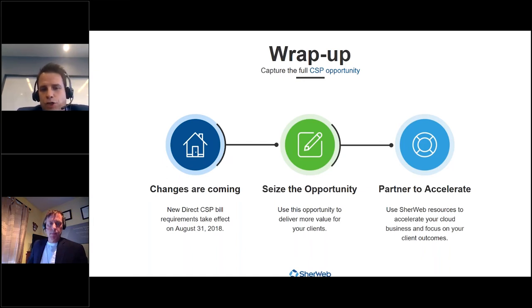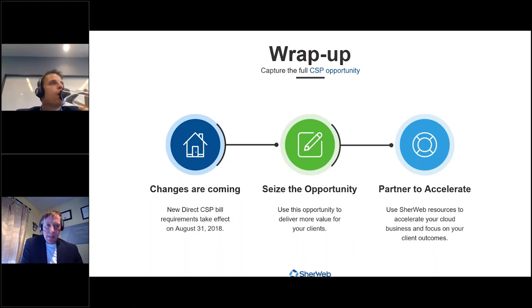And really, it's all about an opportunity here to add more value and to collaborate and work with a partner like SureWeb to try to accelerate your cloud business and focus on your client outcomes. So we see it as an opportunity to engage with more partners. We see it as an opportunity to create value around Microsoft Cloud Solutions by leveraging SureWeb IP, by leveraging other SureWeb solutions that you can bundle around Office 365, and helping you make the most out of this cloud opportunity. Charles, is there anything you want to add?